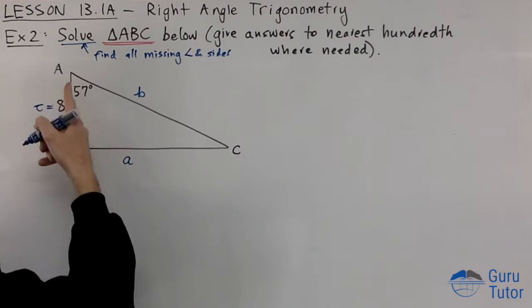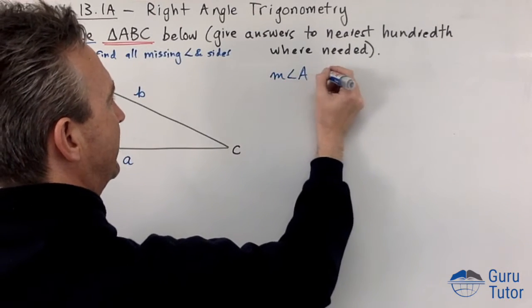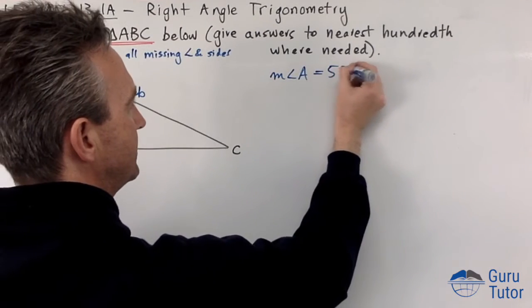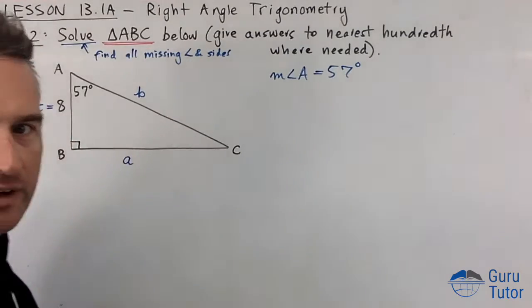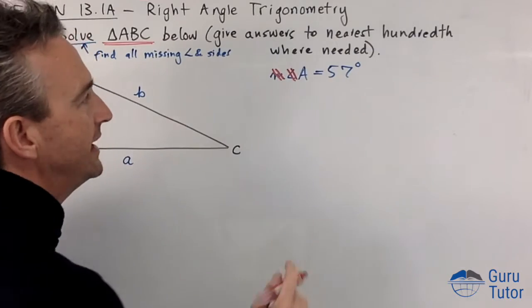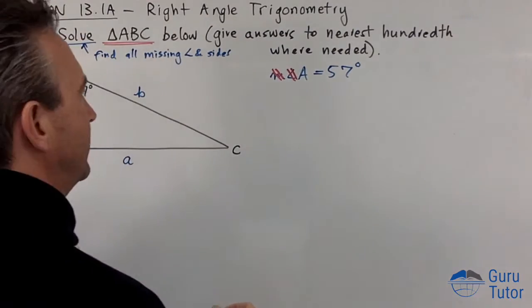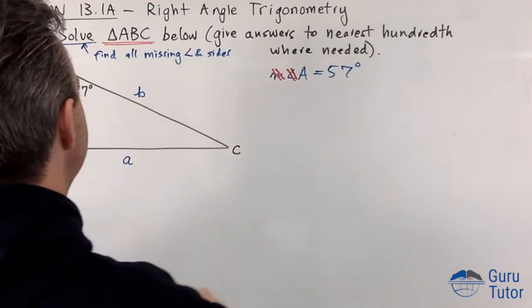And angle A is 57. Now remember in geometry you used to say the measure of angle A is 57 degrees. We kind of drop that now. We don't bother with this business. We just say A equals 57 degrees, okay? Geometry is a bit strict like that. So we're just going to say angle A is 57 degrees.